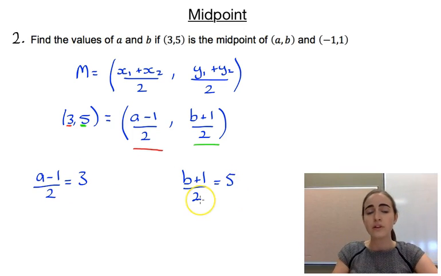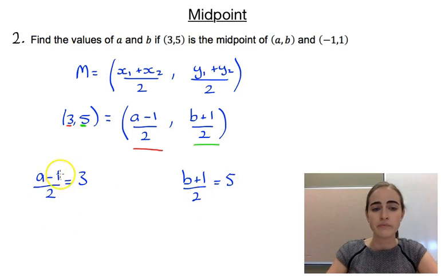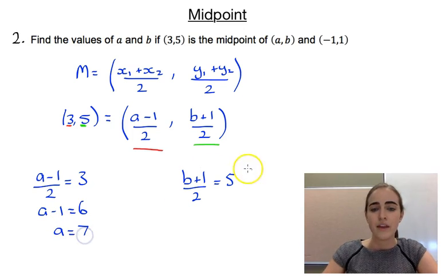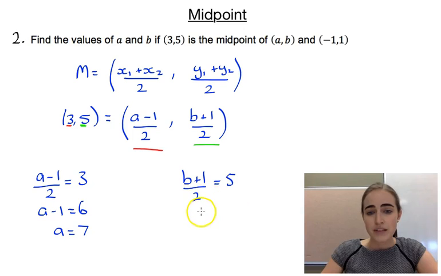So now we've got 2 separate equations. We'll go through and solve each of them. So for this one, we'll times everything by 2. So we'll have a minus 1 is equal to 6, and then we'll have to add 1 to both sides, and we'll end up with a is equal to 7. On this one, we'll times both sides by 2. So we'll have b plus 1 is equal to 10, and then we'll have to subtract 1 from both sides, and we'd have b is equal to 9.